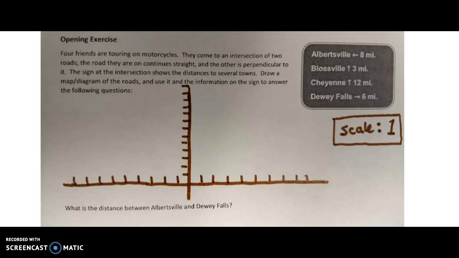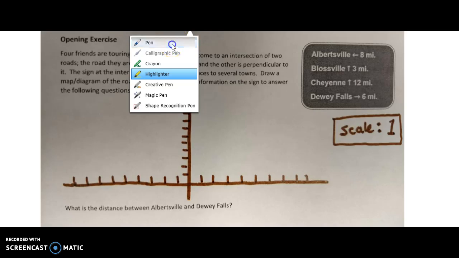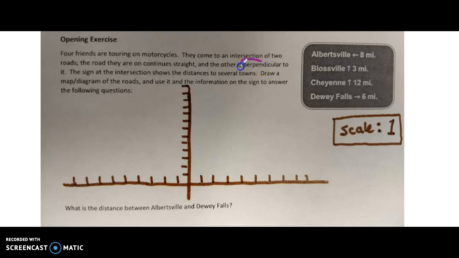Perpendicular, let's go ahead and circle this word. Perpendicular means that it goes in an intersection or a plus sign pattern. So basically the roads are going to cross one another.